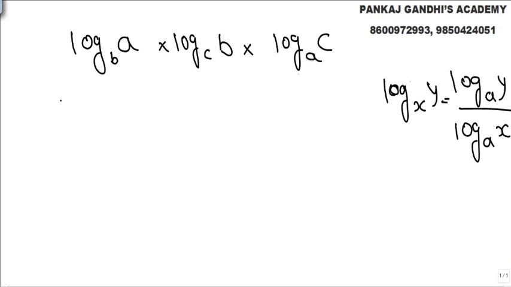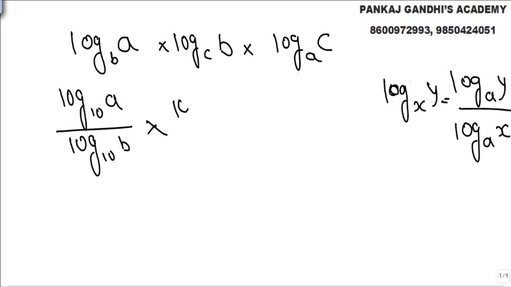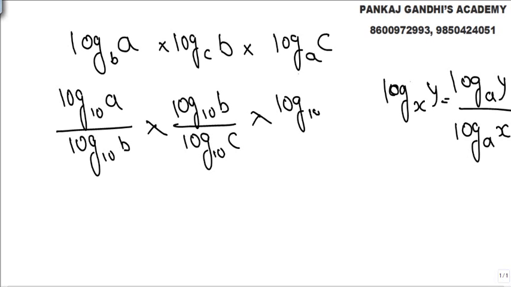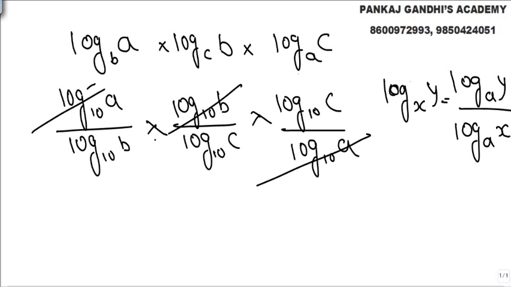Base change property, कुछ भी, let's say log to the base 10 कर देंगे अपन. Log to the base 10 a upon log to the base 10 b, log to the base 10 b upon log to the base 10 c, and log to the base 10 c upon log to the base 10 a. So what all we get? This and this cancel, this and this cancel, this and this cancel.